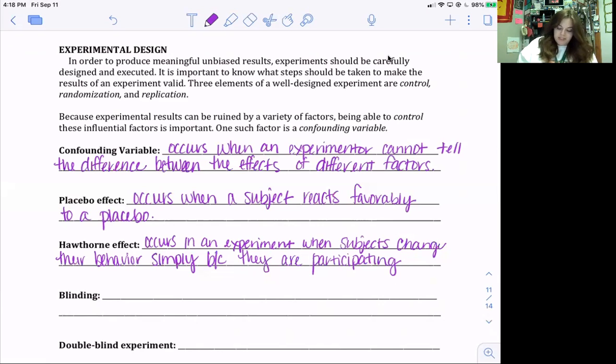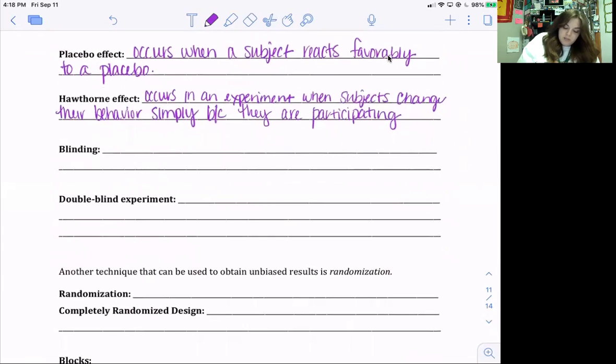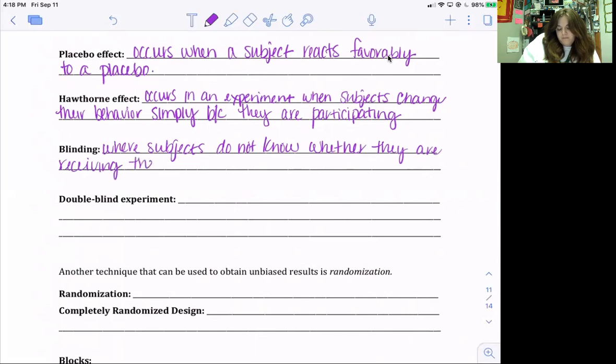So also we have blinding, and this is where subjects do not know whether they're receiving the treatment or the placebo. This is how most experiments are done because you want it to stay unbiased.